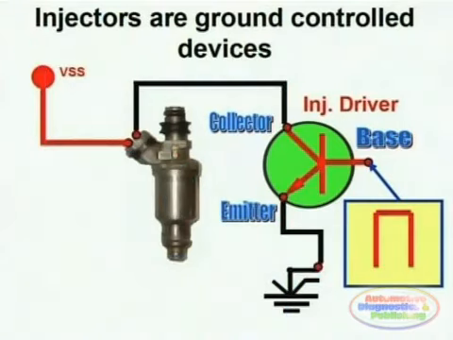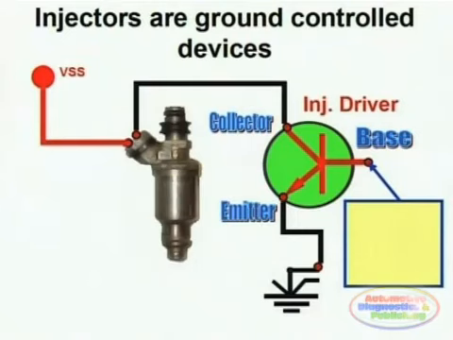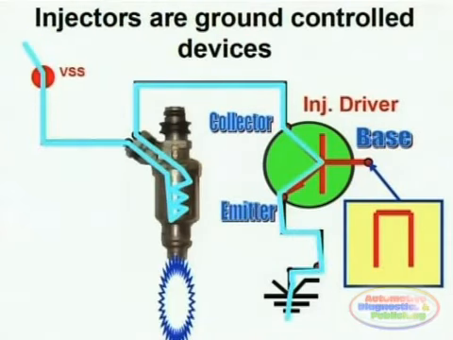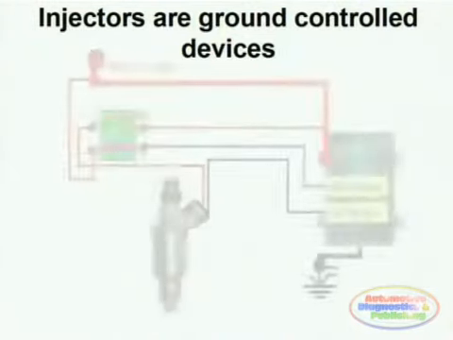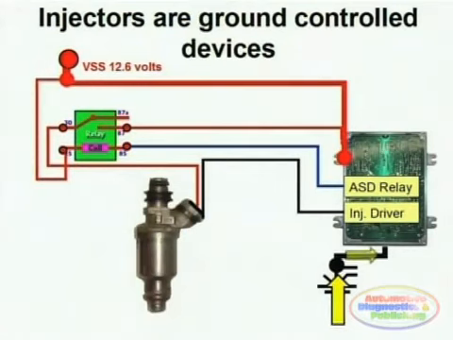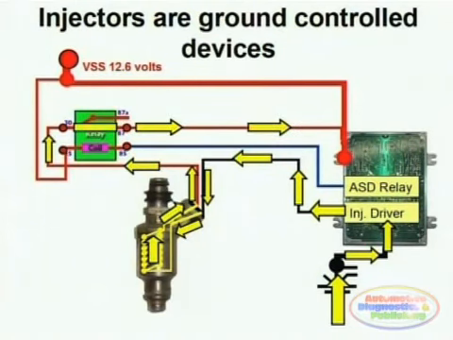The length of the pulse being applied to the injector base lead is the one that is going to determine the injector open time. Most injectors are directly tied to the voltage source through the ignition switch, but in this case we see a diagram corresponding to a Chrysler ASD or automatic shutdown relay. The ASD relay provides the voltage source to the injector. The other side of the injector is always going to be negatively triggered or pulsed by the ECM.